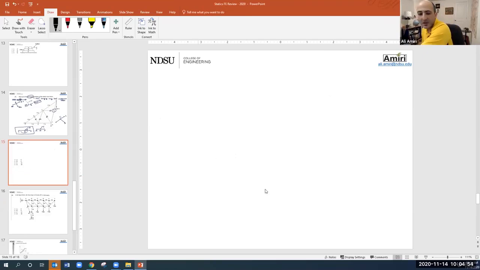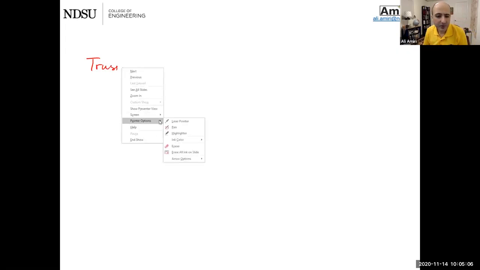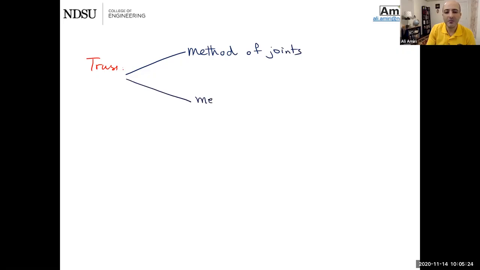Yes, let's clean this up. So when it comes to trusses, you have 2 options. I kind of like the color blue honestly better, so let's go with that. Okay, when it comes to trusses, there are two ways to analyze them. One, we call it the method of joints. The second one is called the method of sections.